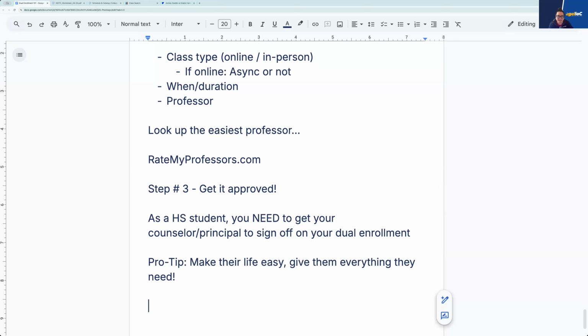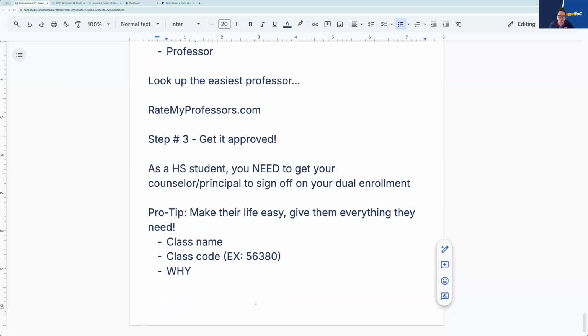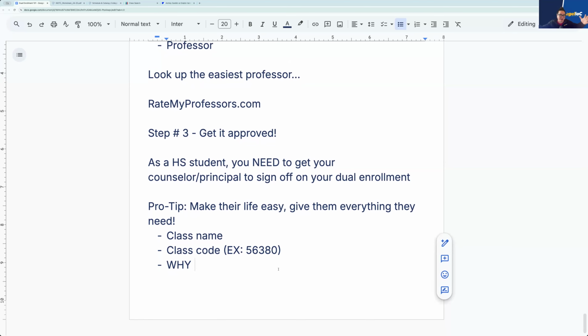Give them the class name and the class code. For us, it was like that 58 number example. Also explain to the counselor why you're doing this class so they understand why you're doing it as well. And then they're like, okay, sign off on it.